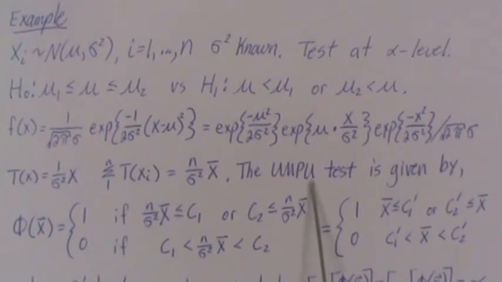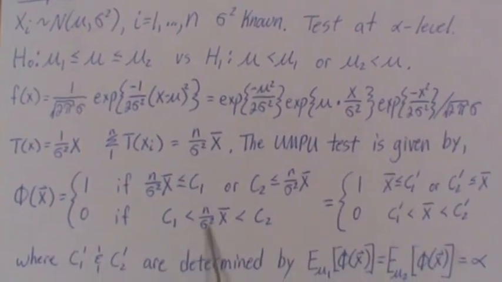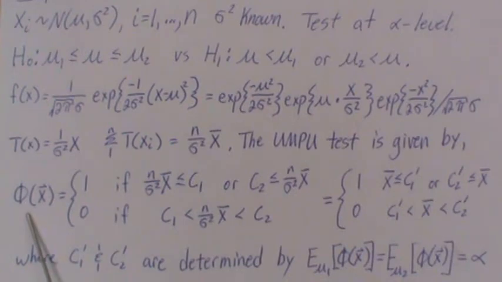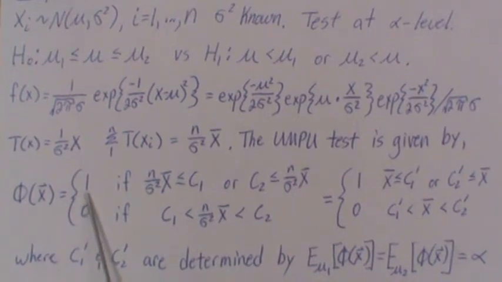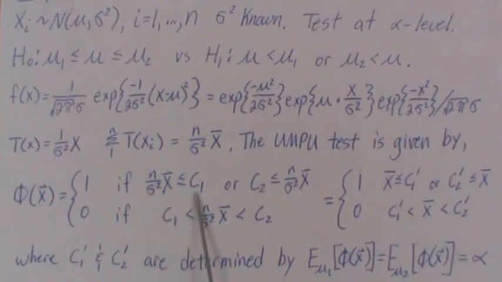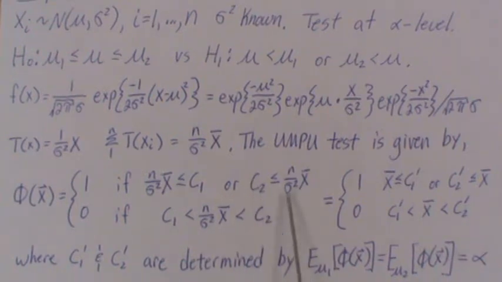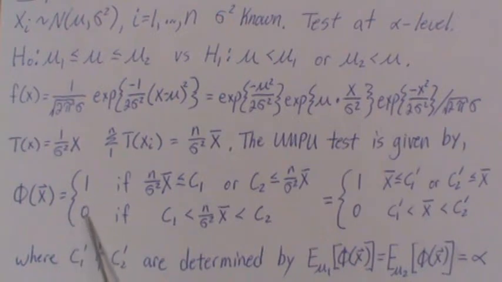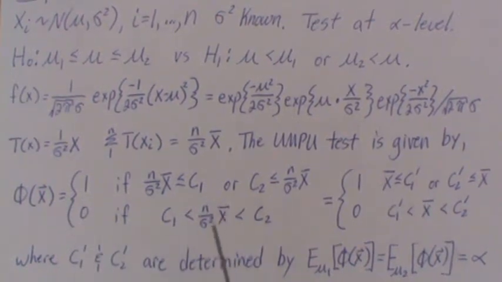Then the UMPU, which is unbiased, test is given by this test function, phi. It's a 1, meaning we reject the null hypothesis, if our test statistic is strictly less than C1, or greater than or equal to C2. And we do not reject, meaning 0, if our test statistic is between these two values.